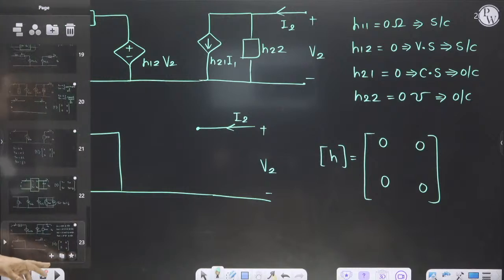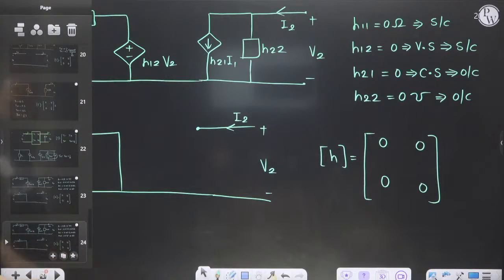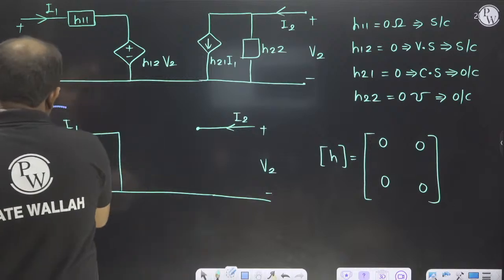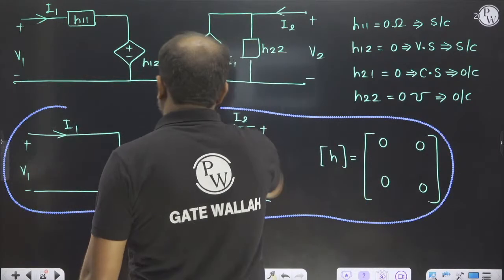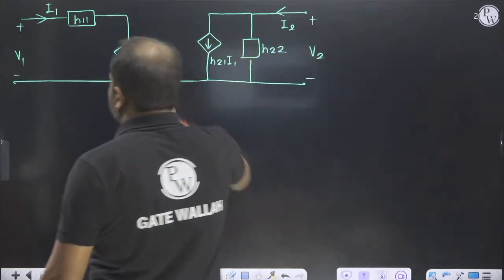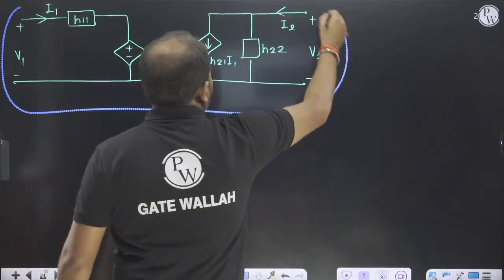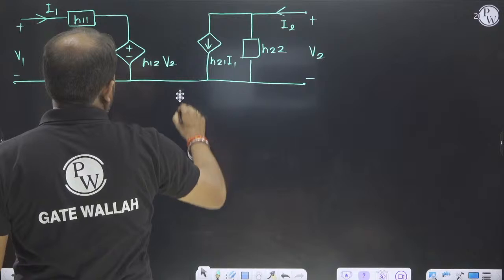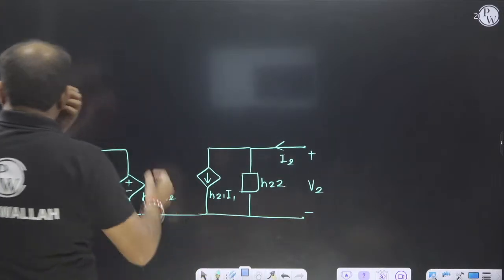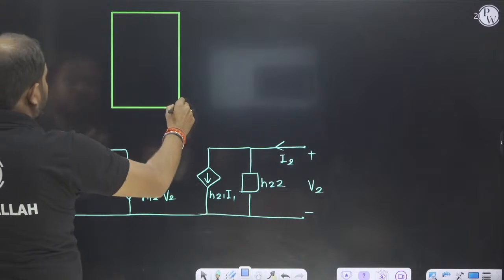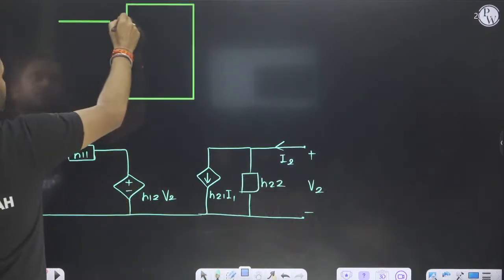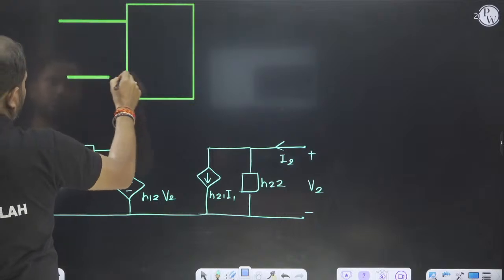Then we have a two-port network. If we have a two-port network and we are going to decide what is the value of the H parameter, you will understand. This is our two-port network. Yes sir.